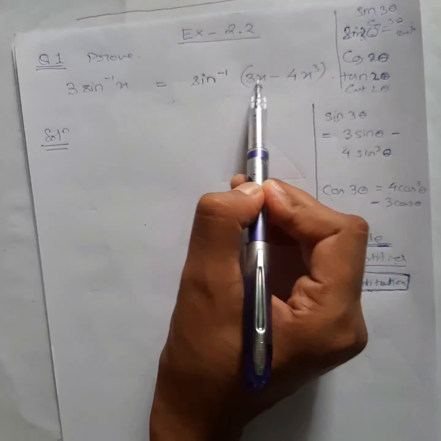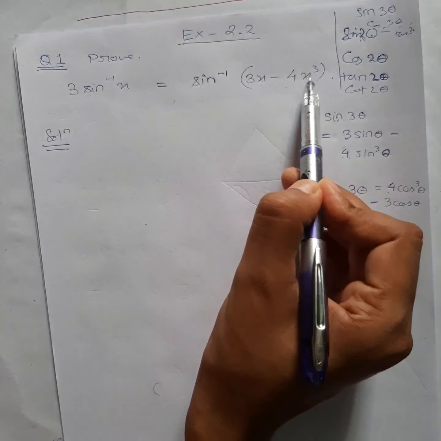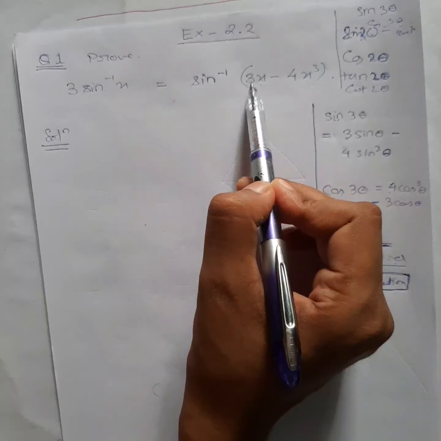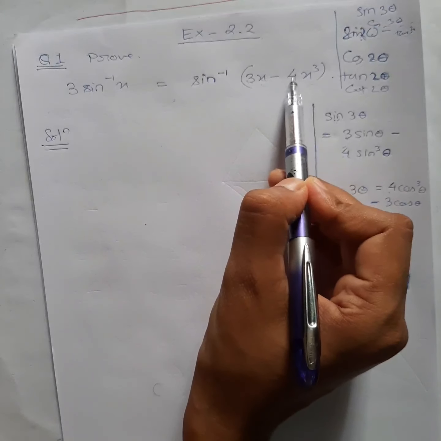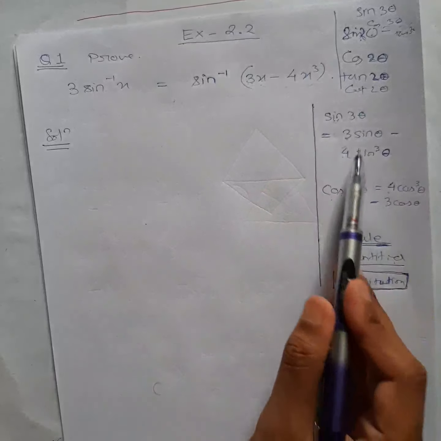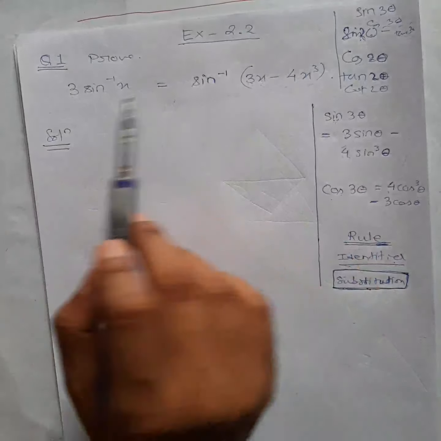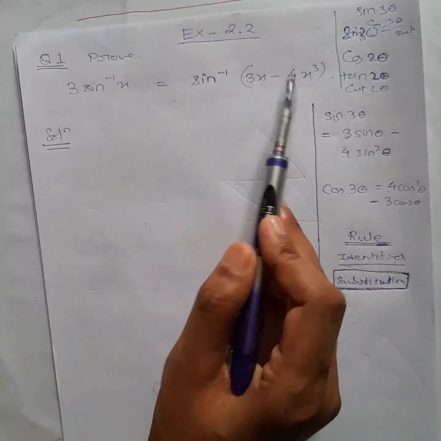So you can see, in place of x, if it is sine theta, then it will be 3 sine theta minus 4 sine cube theta. Does it look like an identity or not? Yes, it is the normal trigonometry identity I'm talking about. Okay, this looks like normal trigonometry.